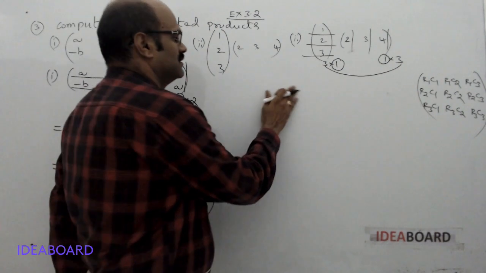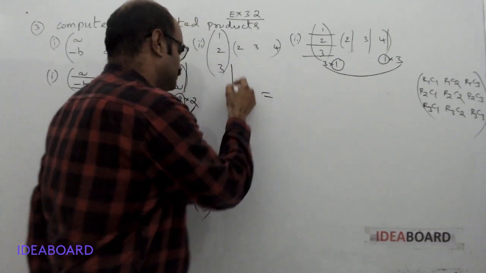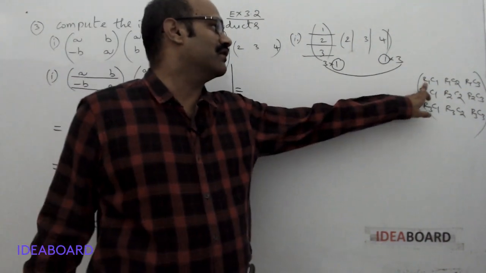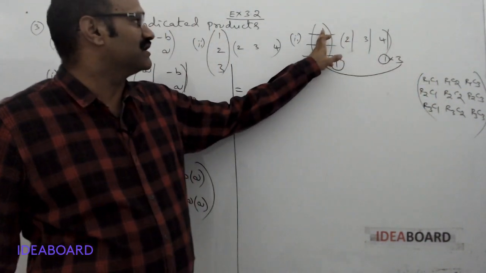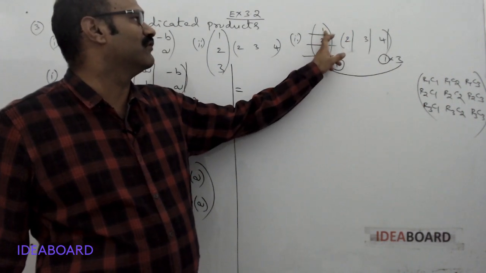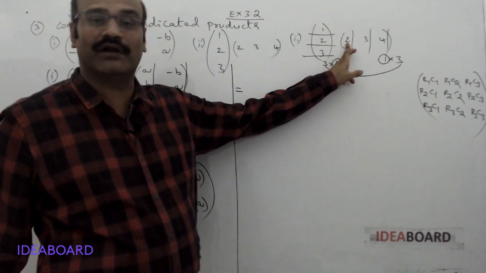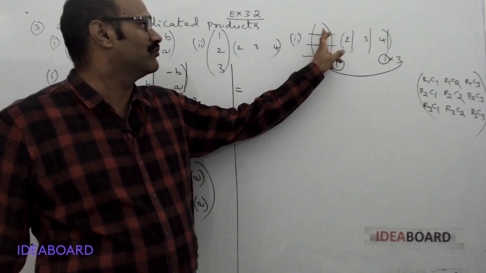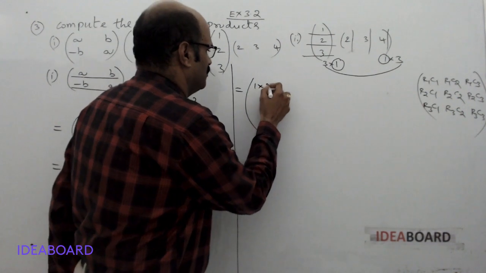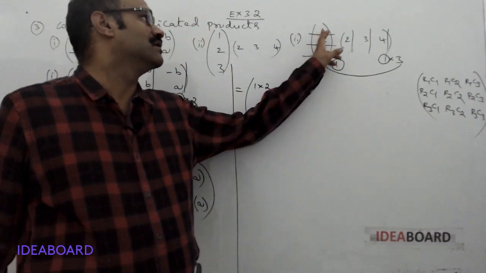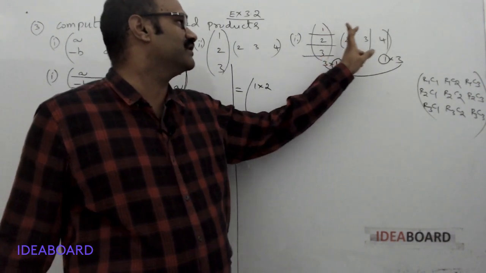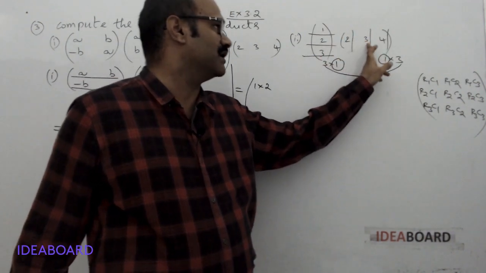It implies it's equal to, we should take it as now R1 into C1. First row with the first column. We have only one element in first row and only one element in first column. So we have to take 1 into 2. Next, R1 C2. Multiply R1 with C2. 1 into 3.